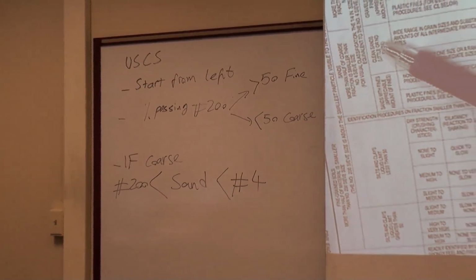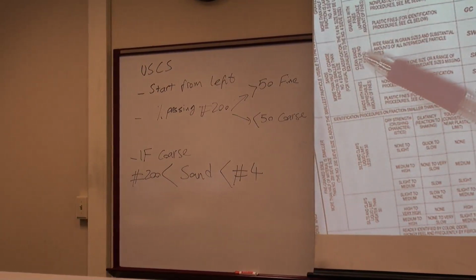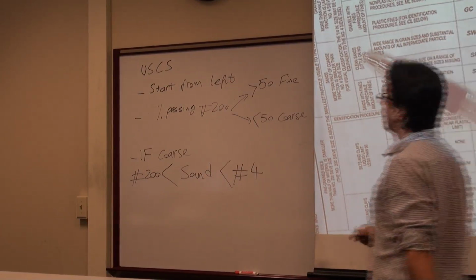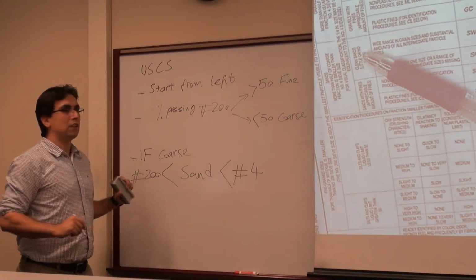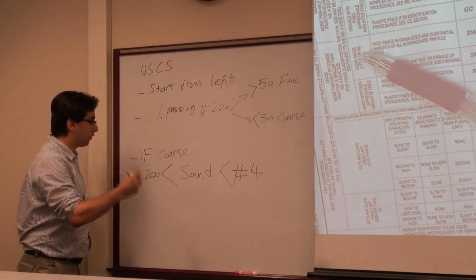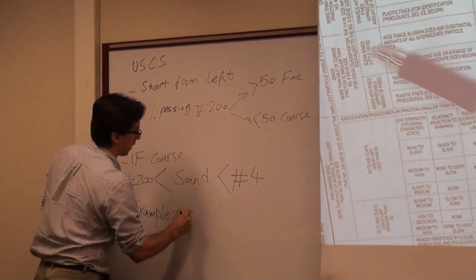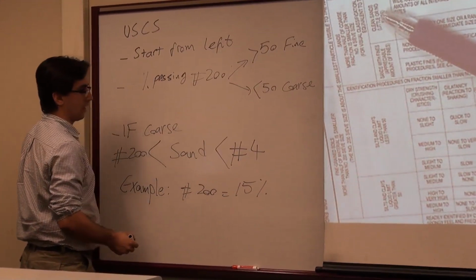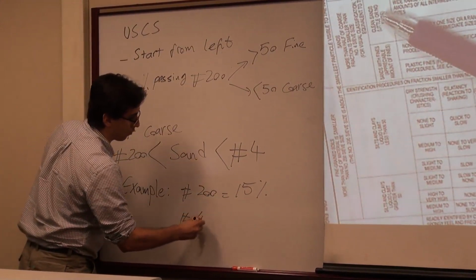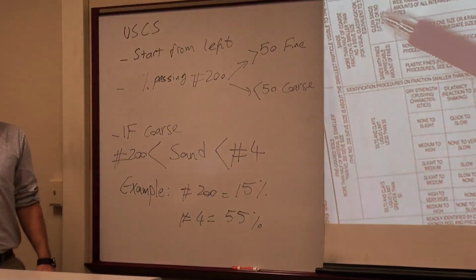So it gives you the sand fraction. The first thing that you need to do is, first, coarse or fine. Second, if it's coarse, how much sand, how much gravel. To find out the sand fraction, to figure out how much sand we have, you can use, for example, percent passing from 200. If passing from 200 is 15%, and passing from 4 is 55%, how much sand do we have?